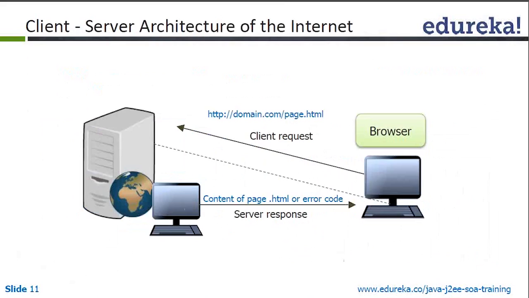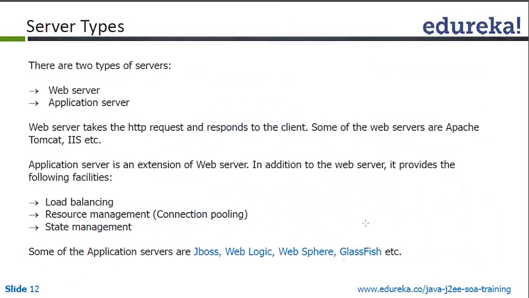Now, the same thing again in a different way. From the browser, the client sends a request to the server, it processes and responds back to the browser. Now let's look at the different kinds of servers we have. There are two kinds of servers: one is a web server, another one is an application server.